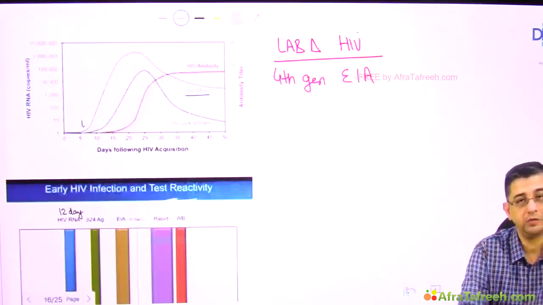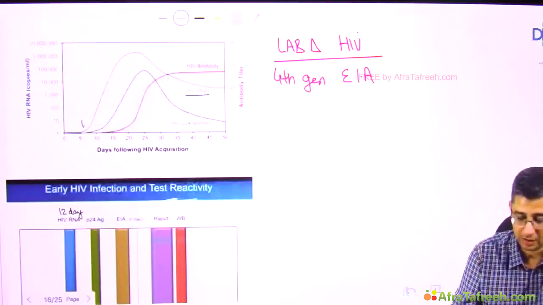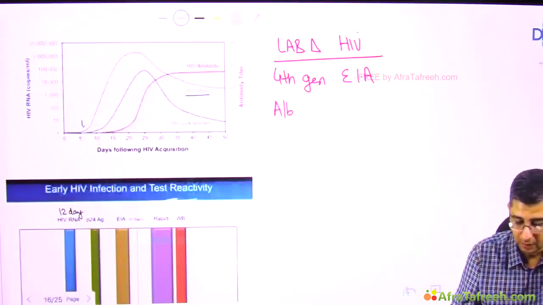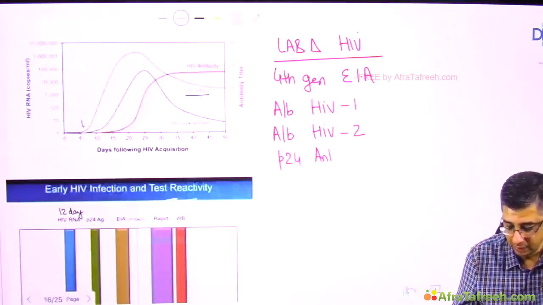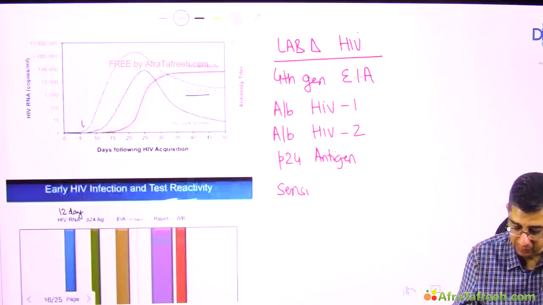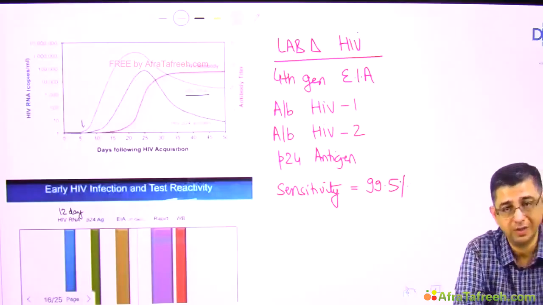Now, the advantage of this fourth generation enzyme immunoassay is that it is able to identify antibodies against HIV-1. It is able to identify antibodies against HIV-2. And simultaneously it will also be able to pick up antibodies against the P24 antigen. So the diagnostic accuracy of this test, or the sensitivity of the test, or with respect to true positives, as you know, it is a huge 99.5%, so that is going to help you in early identification of the disease.